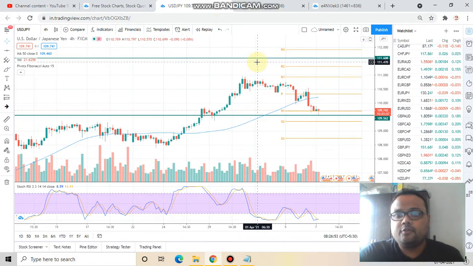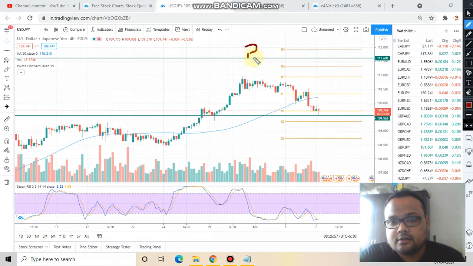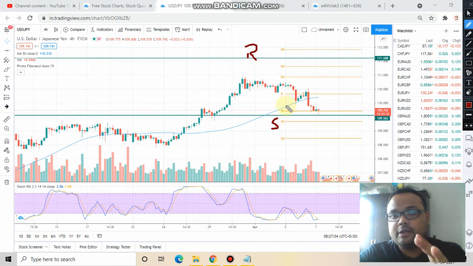So here you can see that I have drawn two lines. This is the resistance on the weekly chart, and this is the support on the weekly chart, and market is right now caught in between these two levels or these two lines. So what should be our strategy then?